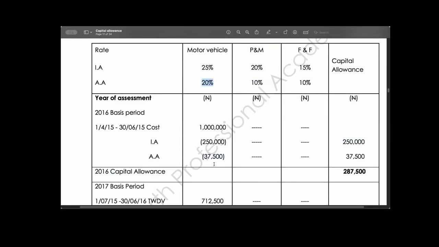But because this asset is not used the full months in this year, we are going to prorate the annual allowance. Remember the characteristics. Annual allowance is related to the number of months in which the asset will be put to production use within the basis period. Meanwhile, initial allowance is not the same. You don't do that for initial allowance. For an initial allowance, all you do is calculate it straight on cost. And that is what we have done.